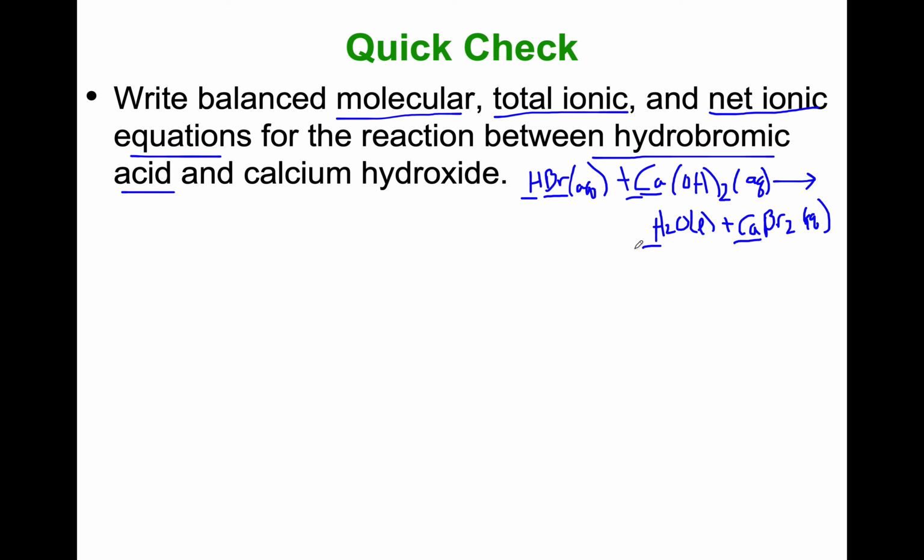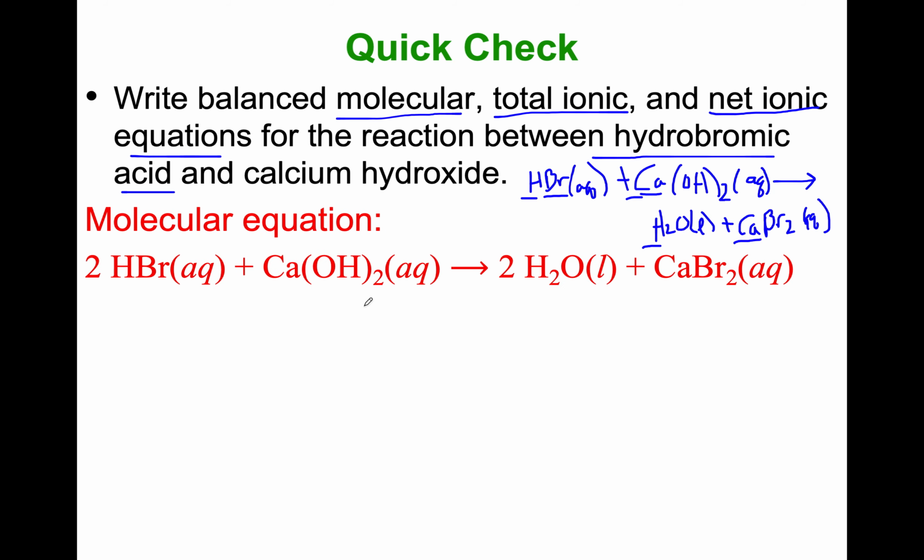So we have a molecular equation, but what do we have to take into account? If we just get the formulas, that's step one, we've got to then balance it. We had 2 bromides, so we need 2 HBr. If we have 2 H's there, we need 2 here. So that's the first part, the molecular part.